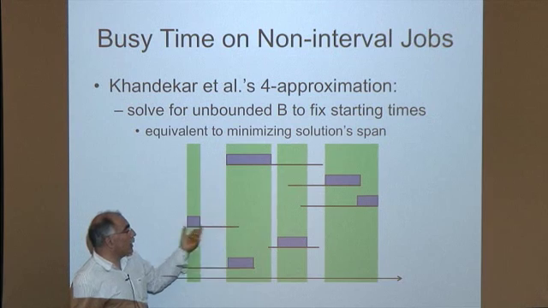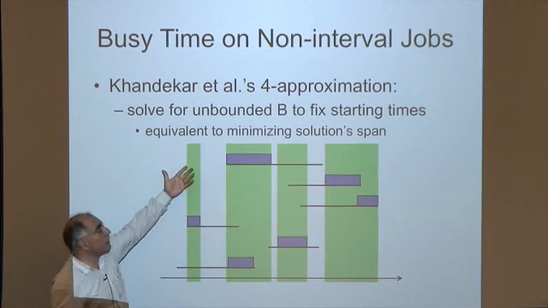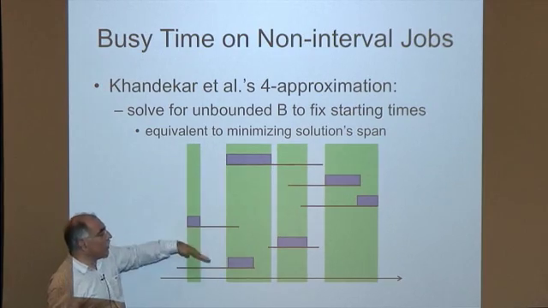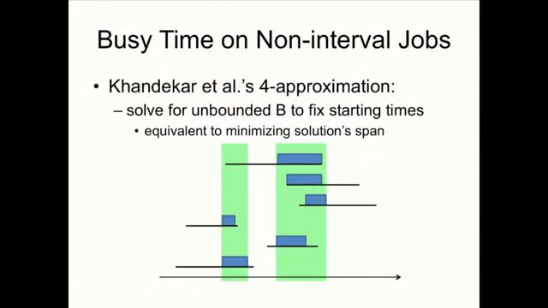So what are you trying to do? You can move these jobs around in time, right? That's the only choice you have right now. Batch capacity is unbounded. As many things can run concurrently. And you're simply trying to minimize the duration for which your machine is on. So you're simply trying to move things around so you minimize the projection on the x-axis. That's all you're trying to do.